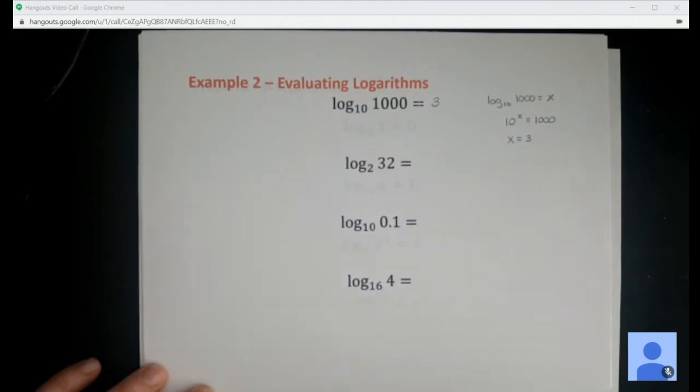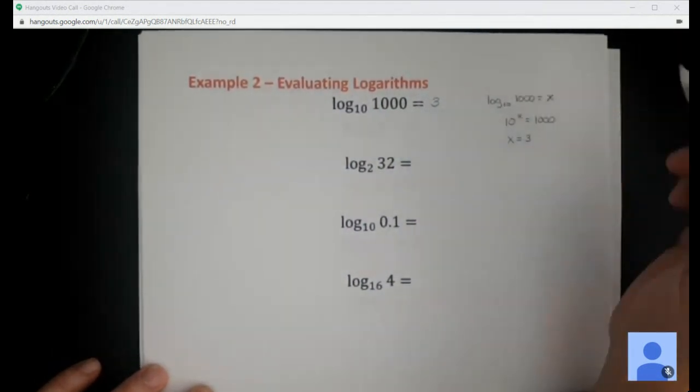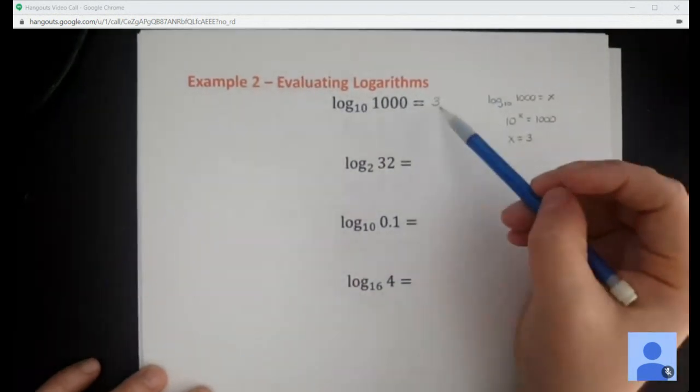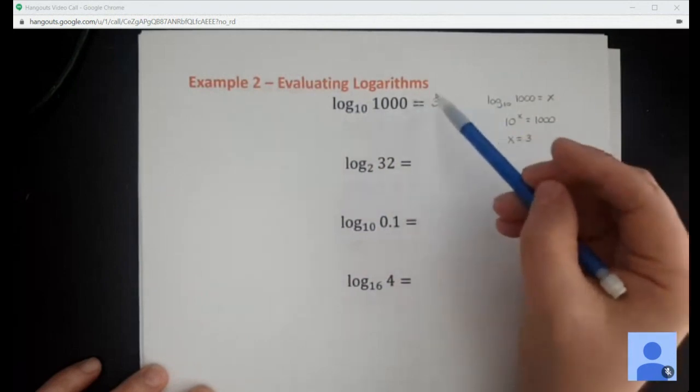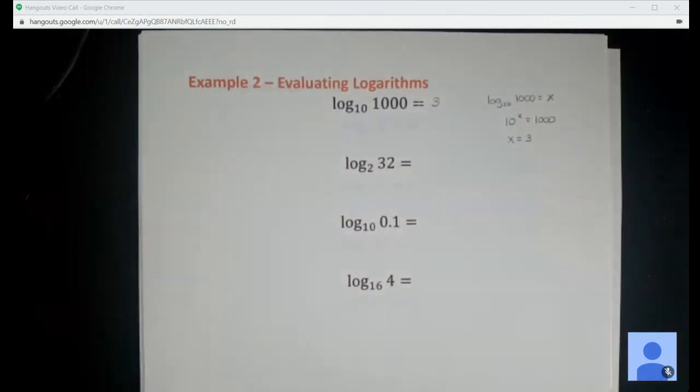And again, if you don't want to have to do all this work every time, that's fine. If you can just say, oh yeah, 10 to what power equals 1,000, that needs to be a 3 because 10 to the third is 1,000. You can just get it that way, that's fine. Any questions on that one now?